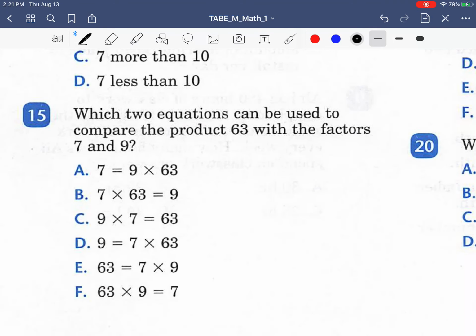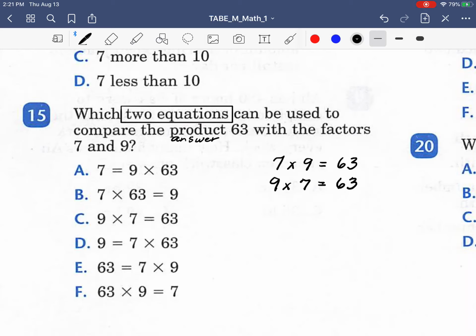Number 15. Which 2 equations can be used to compare the product, remember that's the answer, 63, with the factors 7 and 9? Well, I know that 7 times 9 equals 63, or 9 times 7 equals 63. So those are the 2 that I'm looking for. One of them is C, and one of them is E. The others don't equal 63.